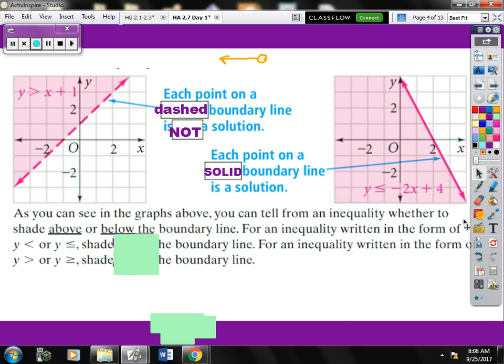And kind of like our inequalities where we shaded left or right, when you see a less than or equal to, we are going to shade below or underneath the line. And a greater than or equal to will shade above.